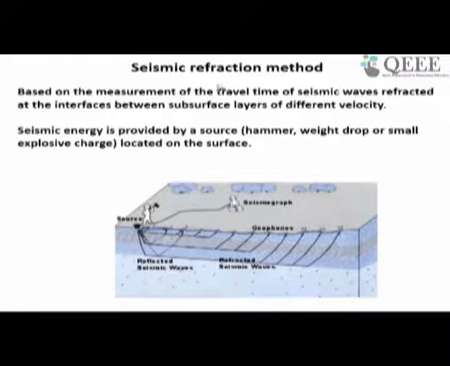In this method, the travel time of seismic waves is used, and the refraction at the interfaces is used to characterize the ground. Now when I say that you have to use seismic waves to characterize the ground, that means you need some source of these seismic waves. How can you generate these seismic waves?